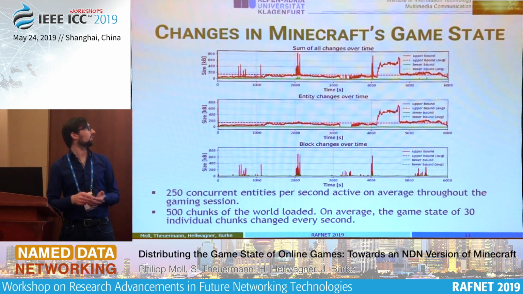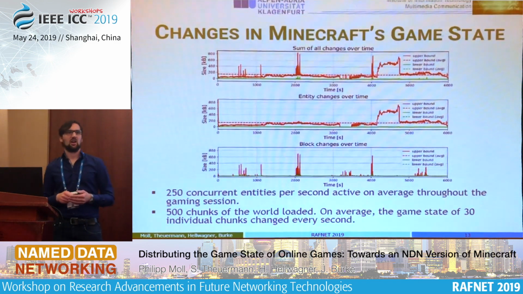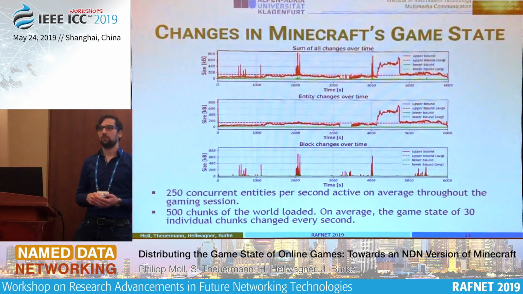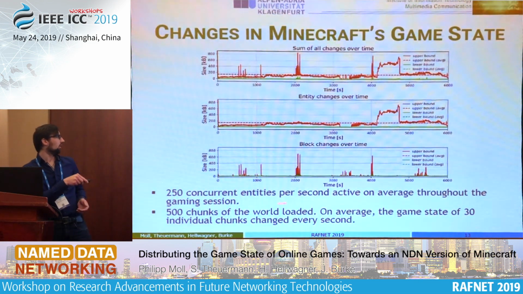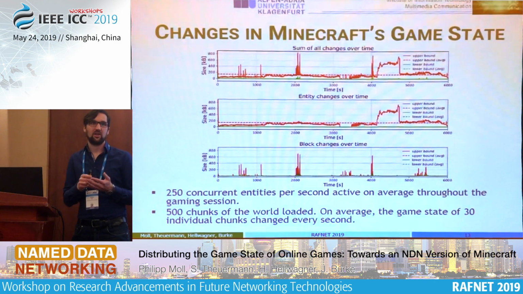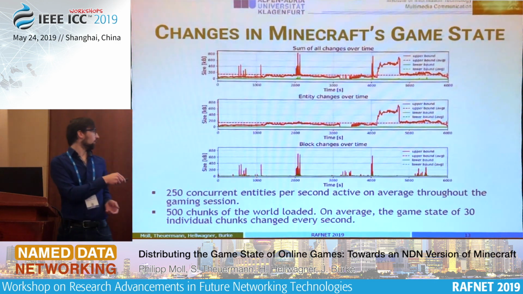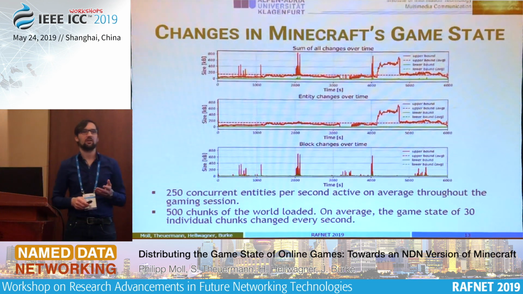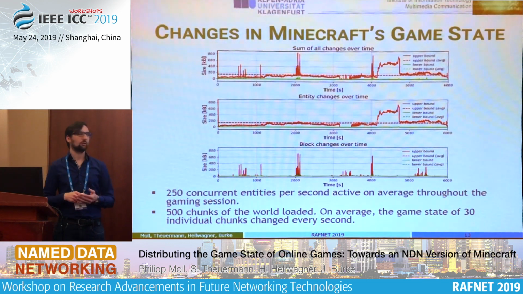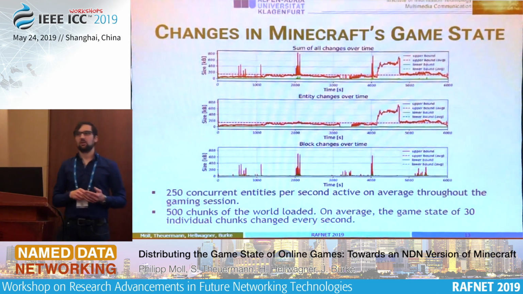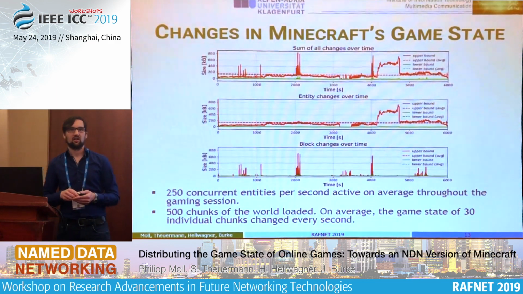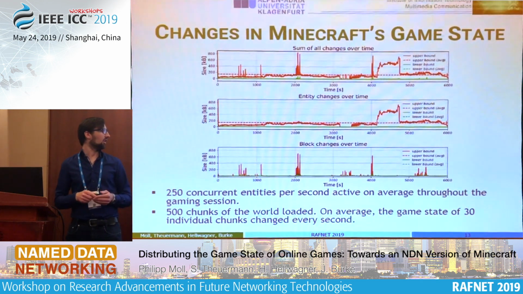Then we also traced the changes to the game state. For a matter of time, I can't spend too much time on this figure, but the most important facts we observed are summarized here. Throughout the whole gaming session, we only had 4 player entities playing the game, but there were on average 250 concurrent entities in the game. And when thinking of how many packets those 250 entities produce, we already know that the networking part in NDN is going to be quite challenging.